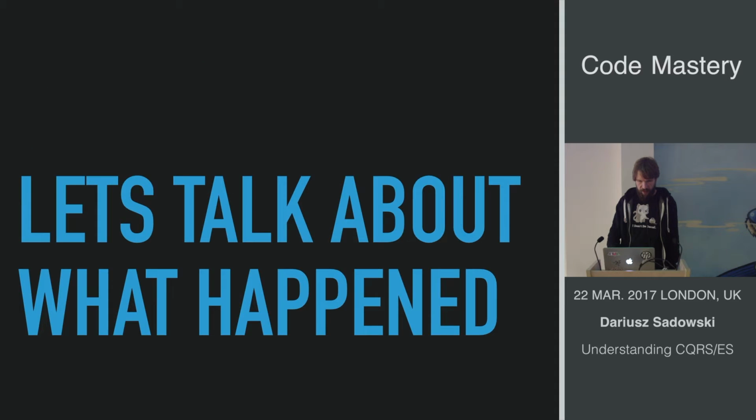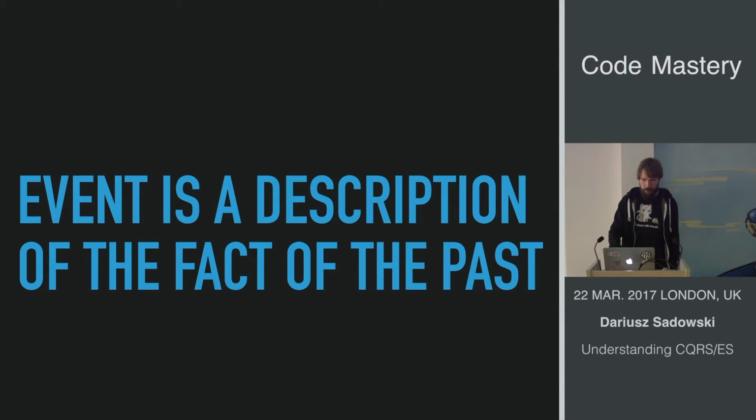So let's talk about what happened. We are transforming data, and event sourcing is about what happened. Because when the write operation is performed, we know that everything was fine, everything was validated, all the business rules were met. With that, we can say that something happened, an event happened. And an event is a description of a fact from the past. From the past, not of the past.